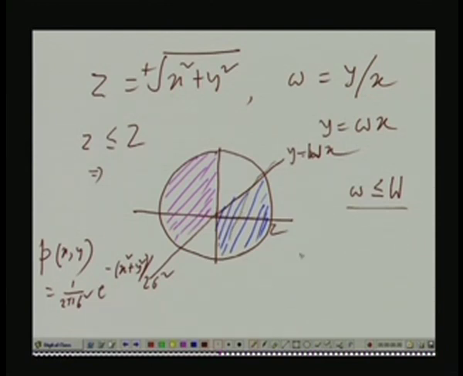What is that expression? That expression was 1 minus e to the power minus z square by twice sigma square. That was the probability of the pair x comma y lying within a circle of radius capital Z. But now I am not interested in the entire circle, rather I am only interested in the shaded area. So, how much is the shaded area?